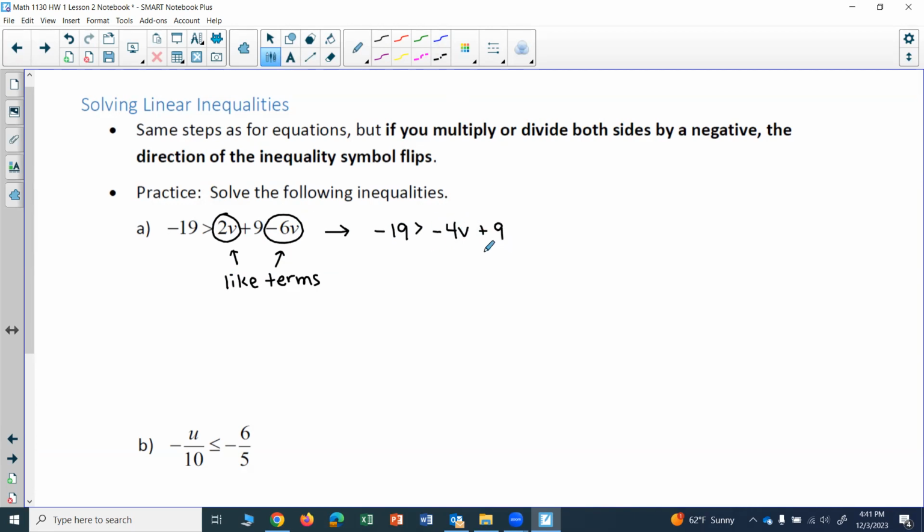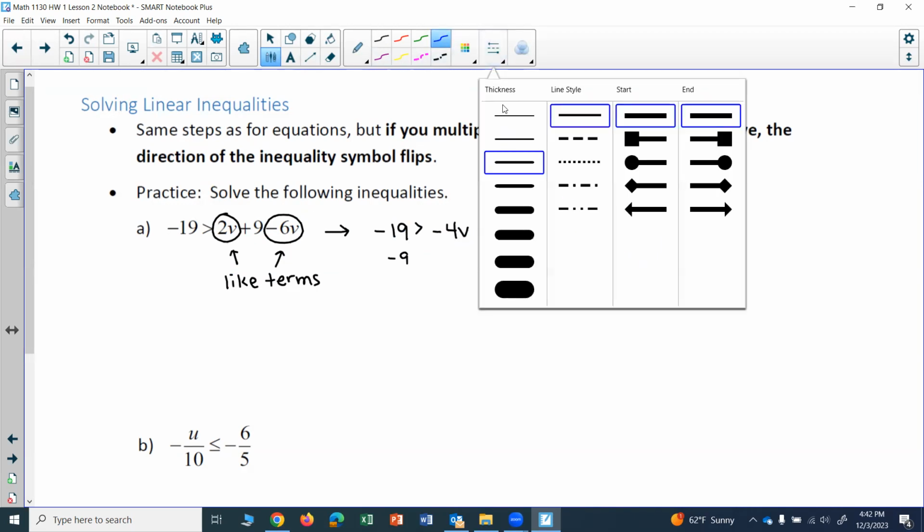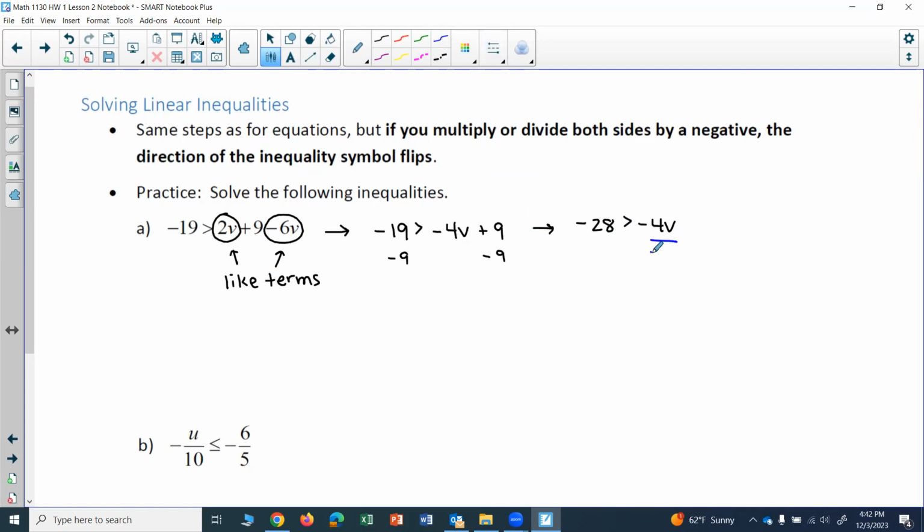I want to try to solve for v, so I'll subtract 9 from both sides. So negative 19 minus 9 gives me negative 28 is greater than negative 4v. And now at this point, I'm trying to get v by itself, so I'm going to divide both sides by negative 4. This is where this rule comes in. If you multiply or divide both sides by a negative, the direction of the inequality symbol flips.